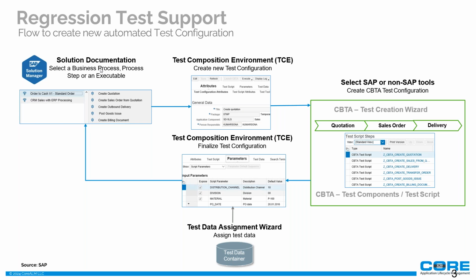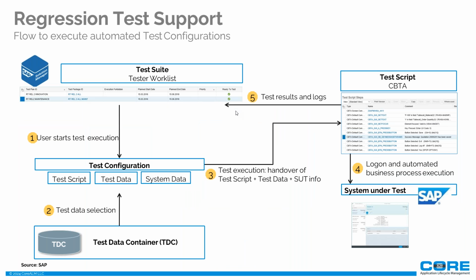We start from solution documentation, and we create the test composition. We create the new test configuration, and from the new test configuration, we can select multiple test scripts, which in this case, go and create a quotation. From quotation, we create a sales order, delivery, transfer order, we post the goods issue, then billing, and all this we do in one. We have all the test data to run it, and we assign this, and we can run the whole thing end to end when it comes to the next regression test.